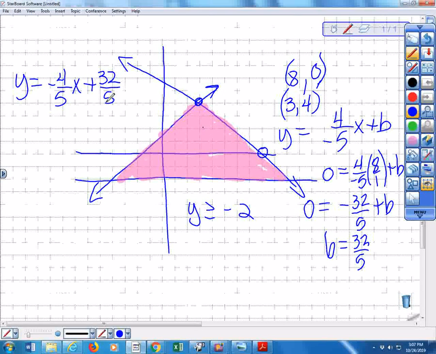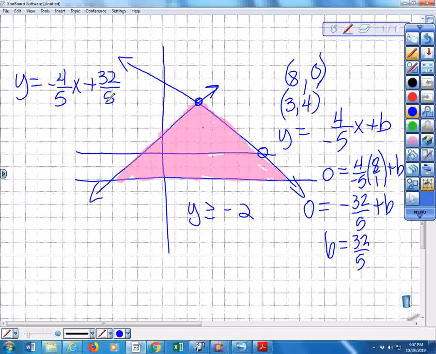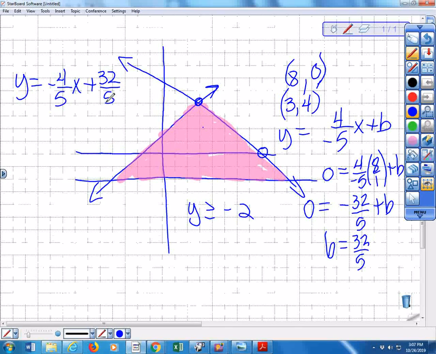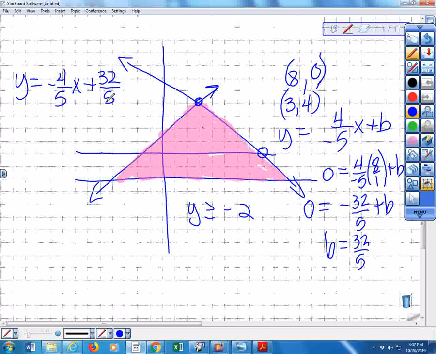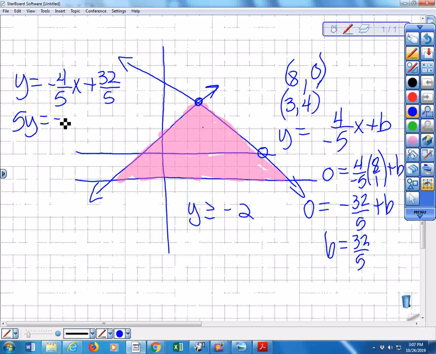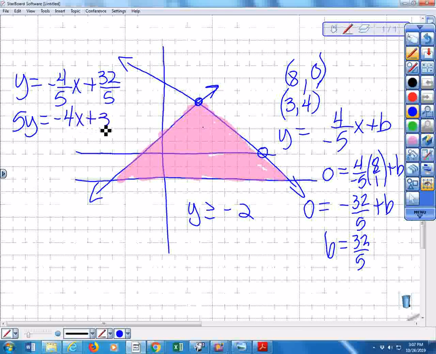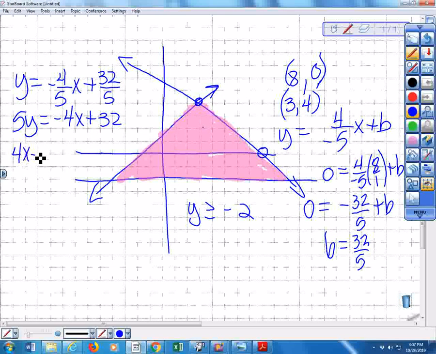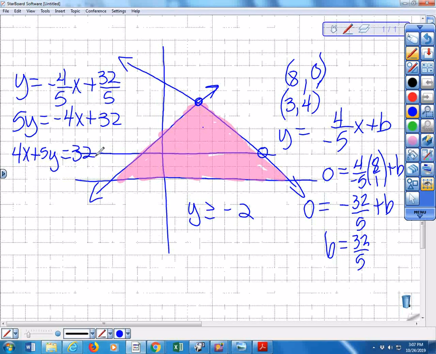In WebWork, all of your equations are going to be standard form, not slope-intercept. And in standard form, we can't have any fractions, right? So I'm just going to multiply everything by 5. And now I'm just going to move the x term over. There it is in standard form.